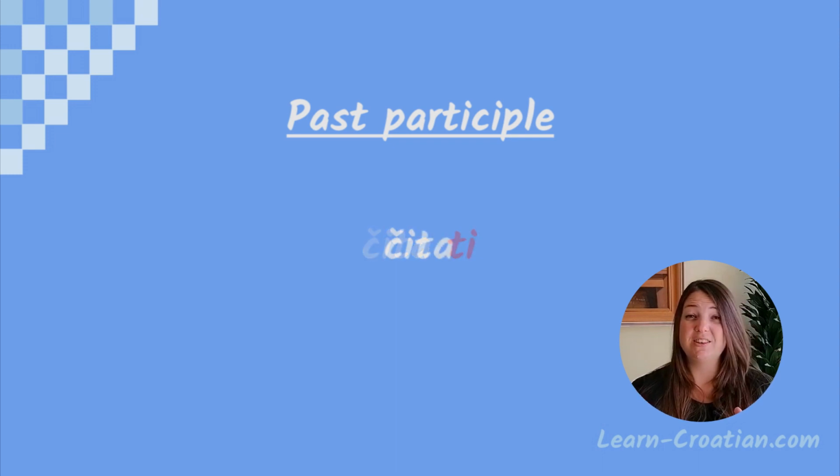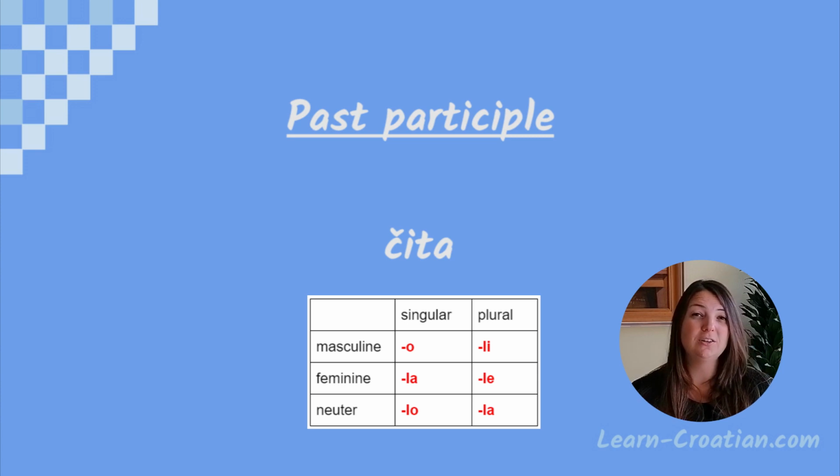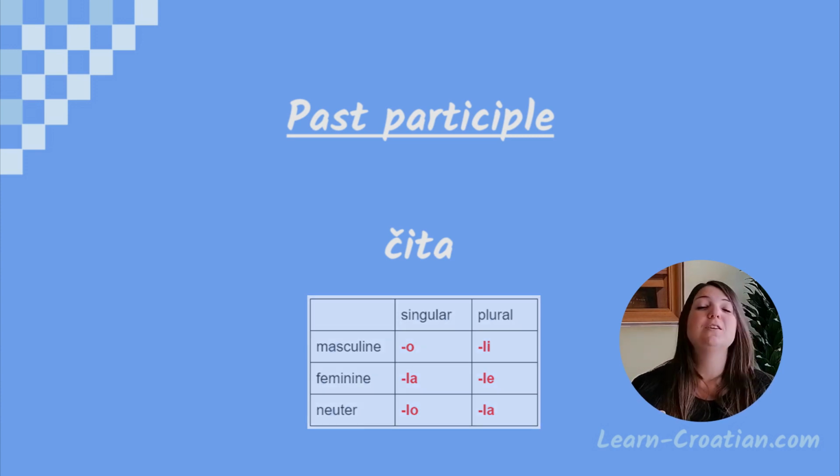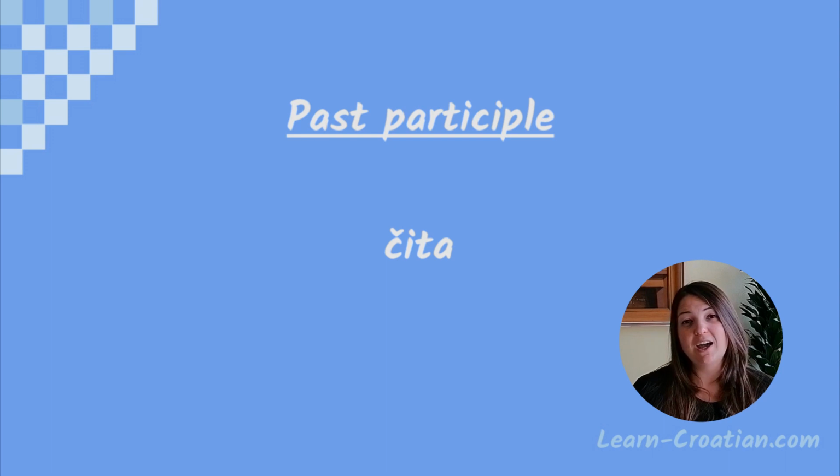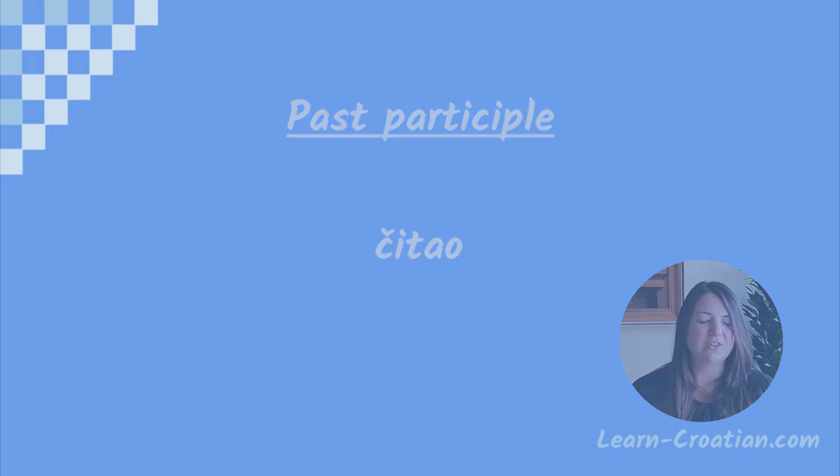You have čita, and then on this infinitive base form, you would add these endings which I mentioned earlier: o, la, lo, li, le, la. So if you are talking about a guy and you want to make a masculine past participle, you would use čita plus the ending o, čitao. Now this verb itself is actually a verbal adjective, and that's why it expresses the gender.